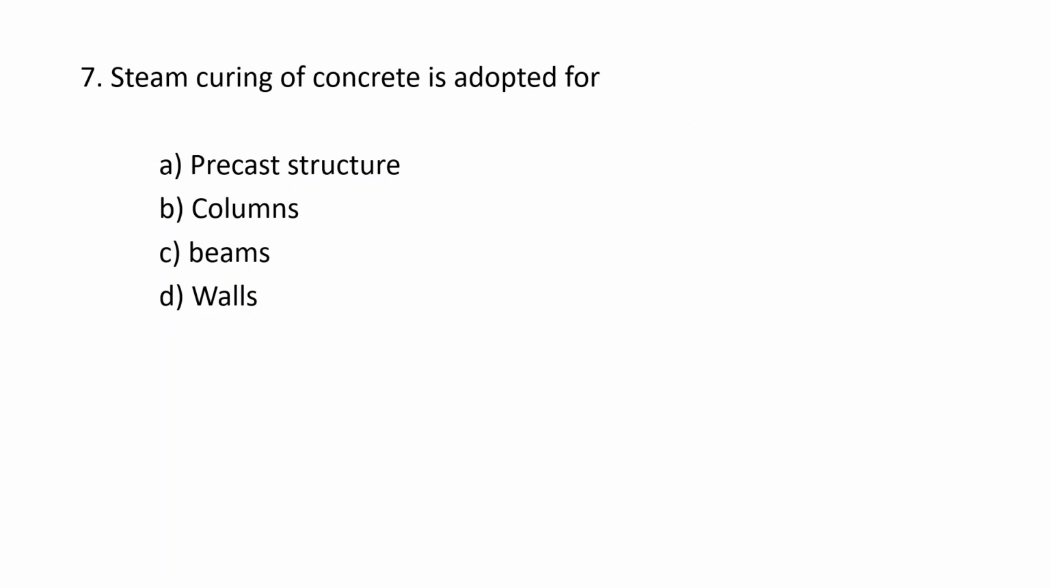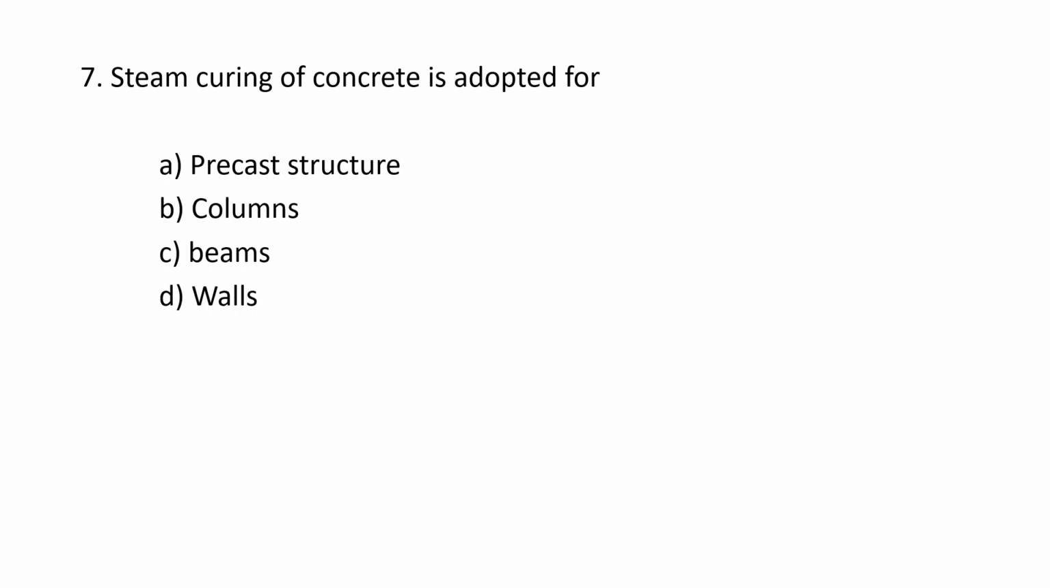Then the seventh one: steam curing of concrete is adopted for A, precast structure, B, columns, C, beams, and D, walls. Steam curing means, steam means what? It gives a high temperature. Once we give a high temperature, it will speed up the reactions and help to get early strength. So in steam curing, we are giving high temperature as well as moisture.